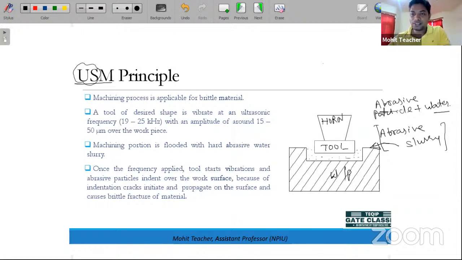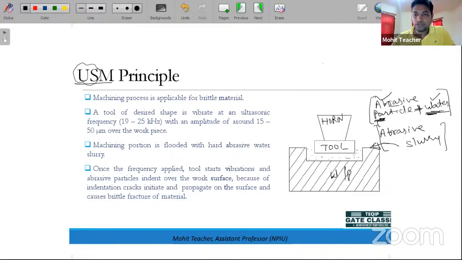So abrasive slurry is basically the combination of abrasive particles plus water. There is one more term, concentration, which is affiliated with the water. That is not that important, but if it is asked somewhere, please keep in mind that if they are talking about concentration, it is affiliated with the fluid. Here we are using water. So abrasive slurry is basically a mixture of abrasive particles and water.